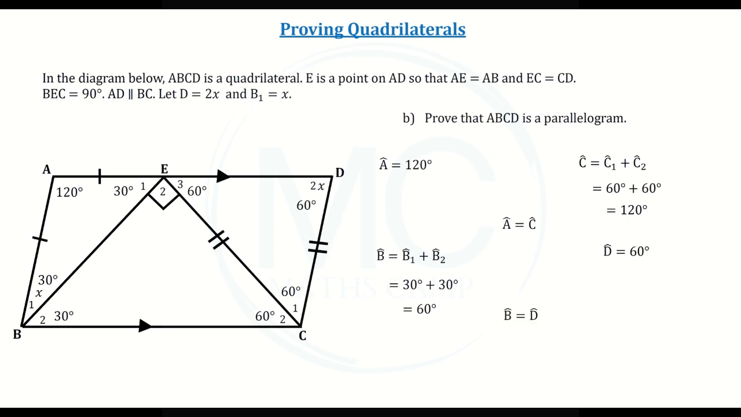Now we know that angle A is equal to angle C and angle B is equal to angle D. So we have now proven that ABCD is a parallelogram because both pairs of opposite angles are equal.